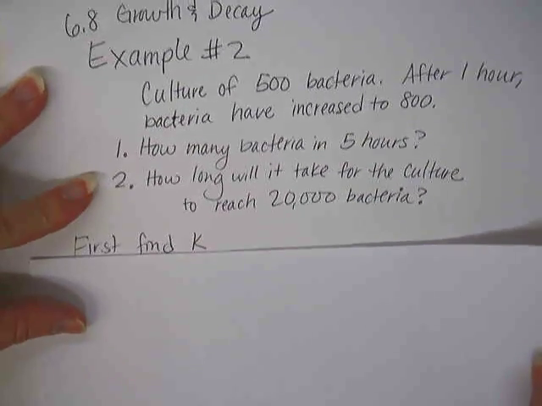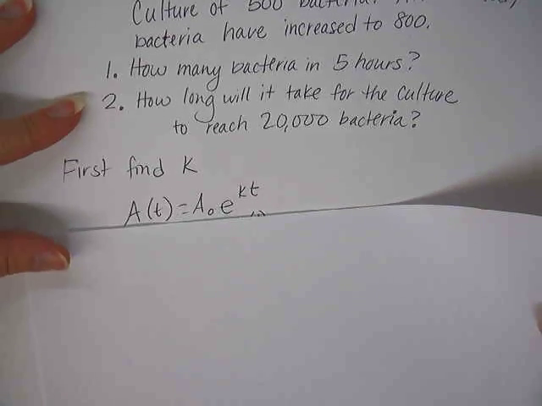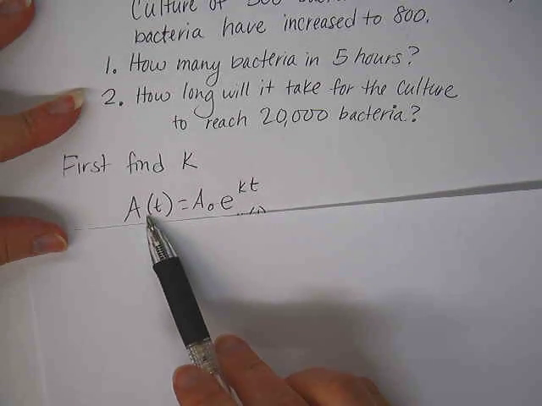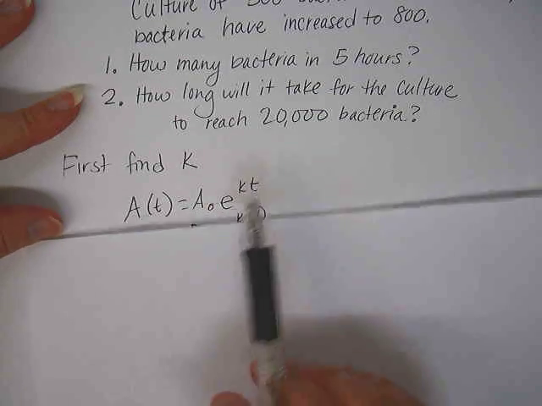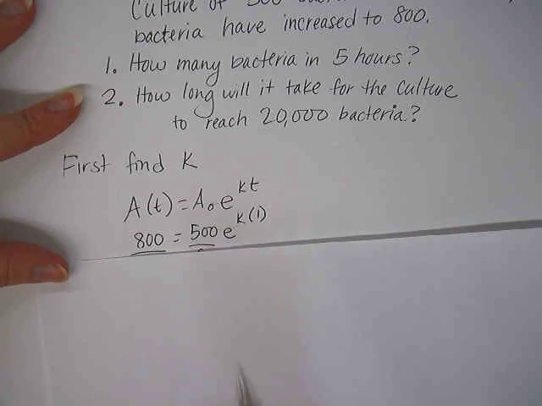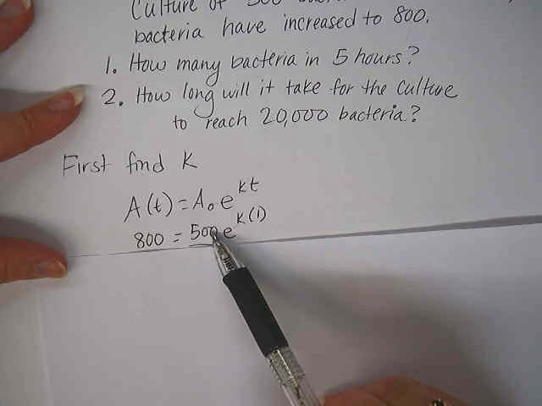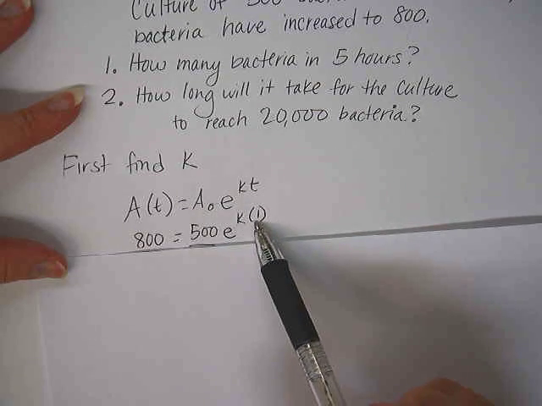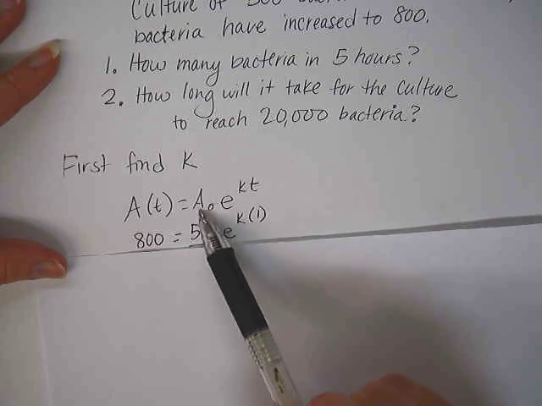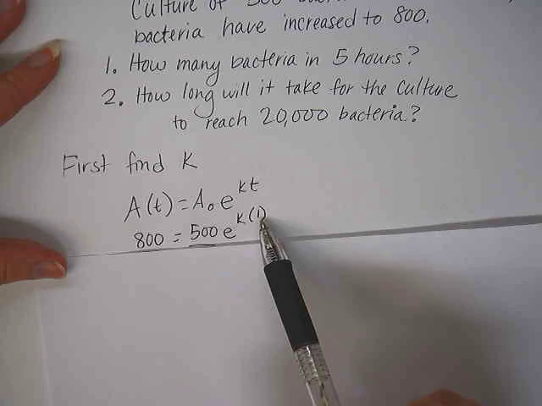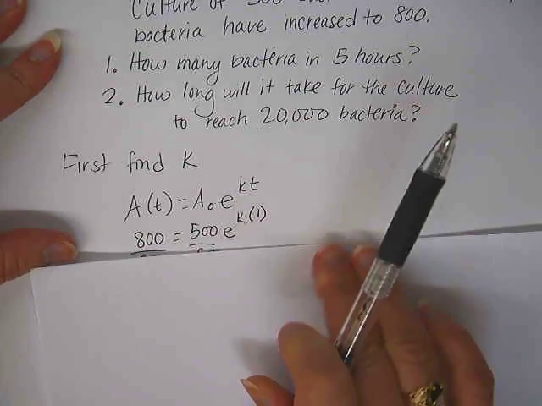So we start with our equation, and then we figure out what goes where. We have the amount at time t is equal to the initial amount times e to the kt power. Using the information in the problem, our culture starts with 500 bacteria. It takes 1 hour for that 500 to grow to 800. So here's our initial amount, here's our amount now at time 1 hour. We use this information to solve for k.